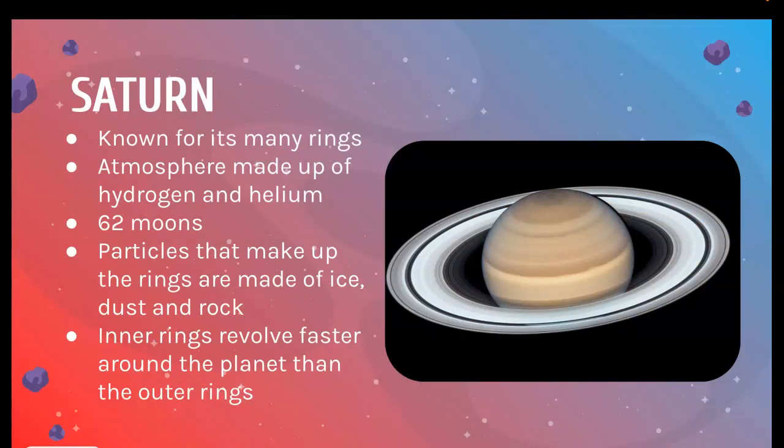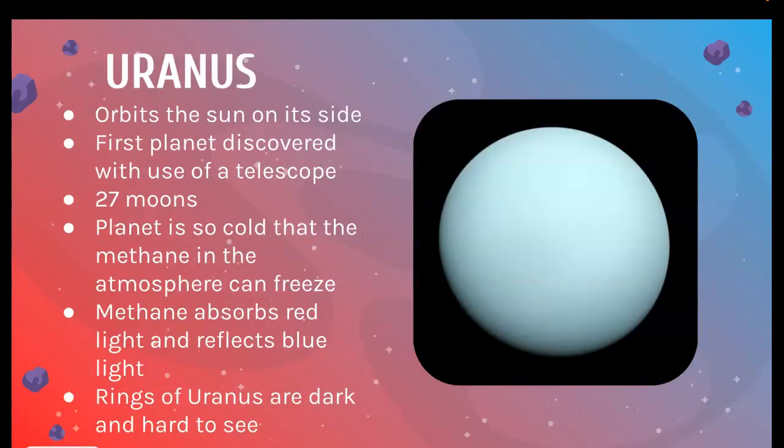Saturn is known for its many rings. The atmosphere is made up of hydrogen and helium. It has 62 moons. The particles that make up the rings are made of ice, dust, and rock, and the inner rings revolve faster around the planet than the outer rings. So it's also considered an outer planet.